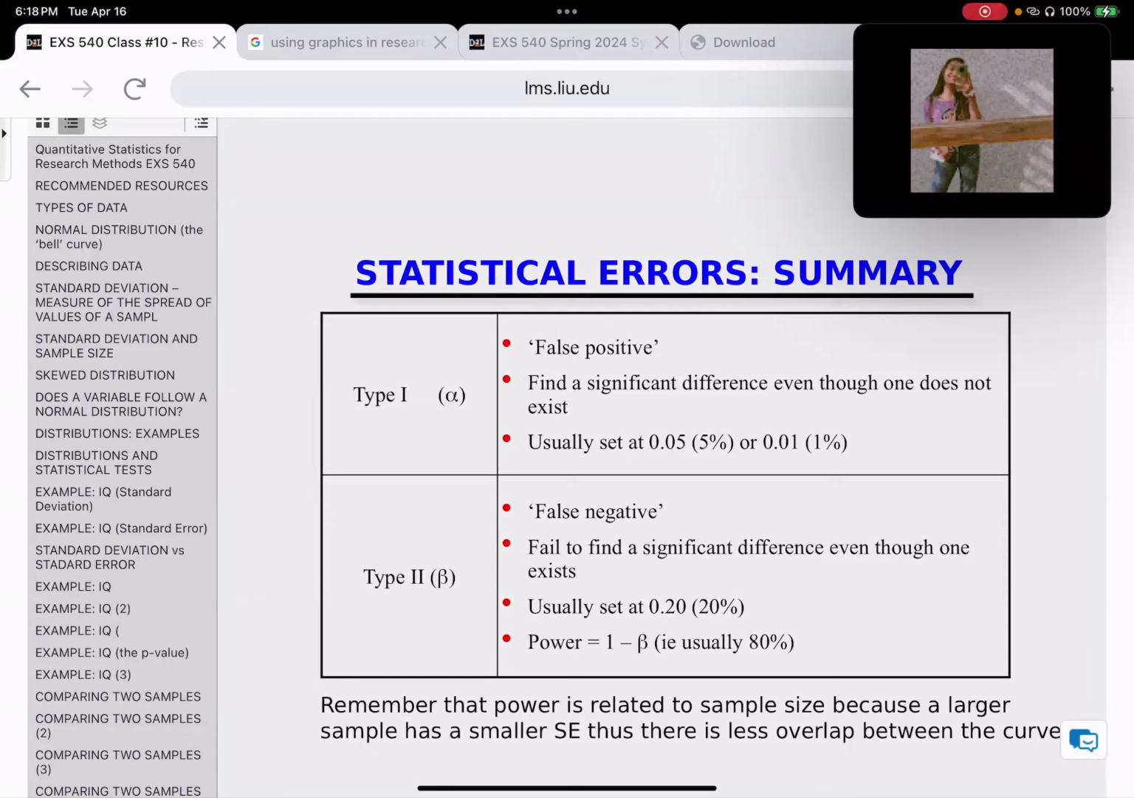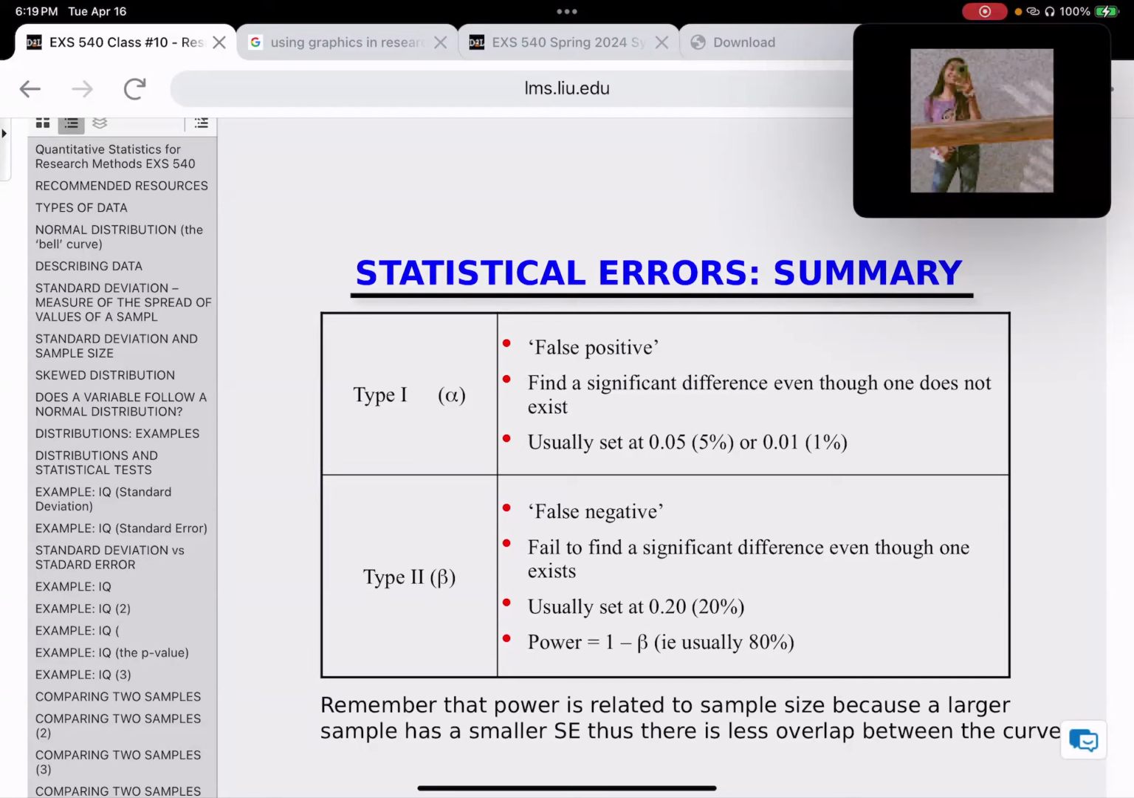But the second one is that you set your power at a little bit of a lower level. Remember, we're working with 100%, right? So 20 plus 80 is 100. So we're working with 100%. So instead of 20%, you set your beta at 30. And so 1 minus your beta, 1 minus 30, is 70%. So you won't find a significant difference because your power is not set high enough.